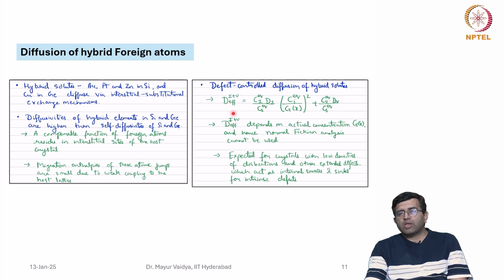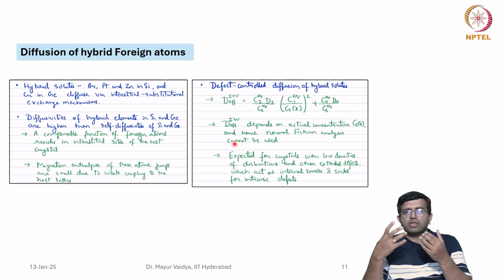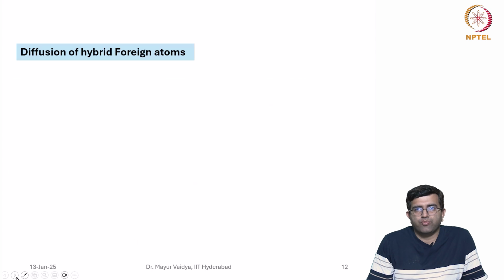Because the effective diffusivity depends upon the actual concentration, the normal Fickian analysis cannot be used. Remember that when we talked about the diffusion couple, because concentration dependent diffusivity is present, you cannot take the diffusion coefficient out of the Fick's second law partial derivative, and hence the analysis becomes complicated. This is expected for crystals with low densities of dislocations and other extended defects, which act as internal sources and sinks for intrinsic defects.